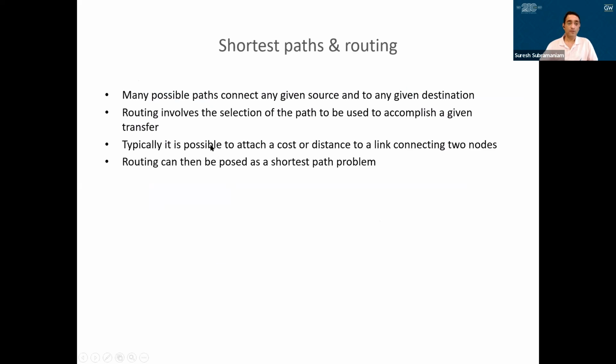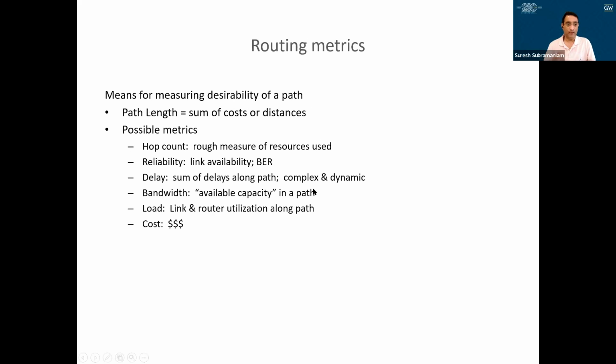Routing involves the selection of the path to be used to accomplish a given transfer, right? The way it is done is, as I said, there are many possible metrics for the network operator to optimize. You can optimize the distance, the cost, the reliability, etc. But all of it boils down to a particular way of doing things. For example, you want to minimize the distance. Then you assign the distance of each link as a number to that link, and then you pose the problem of routing as a shortest path problem.